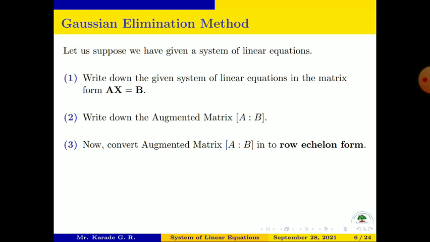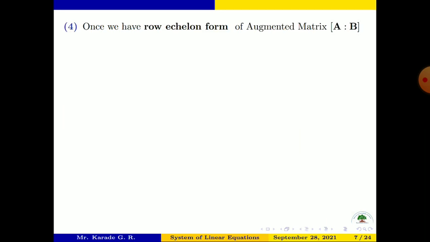So we convert this augmented matrix [A | B] into row echelon form, and in the fourth step, once we have the row echelon form of the augmented matrix, we can write the rank of matrix A and the rank of the augmented matrix [A | B]. So what is the rank of a matrix? That we will also define here. The rank of a given matrix is nothing but the total number of non-zero rows in its row echelon form.